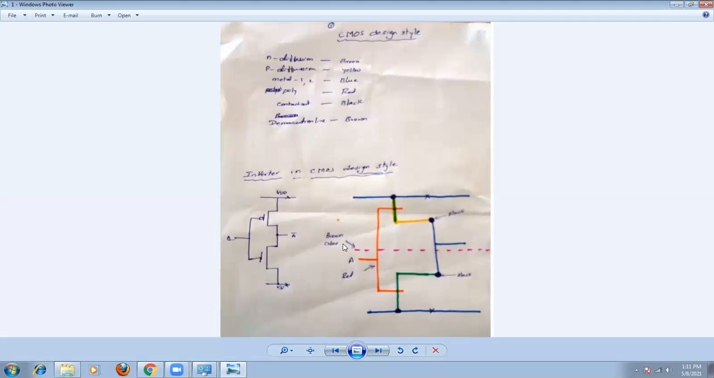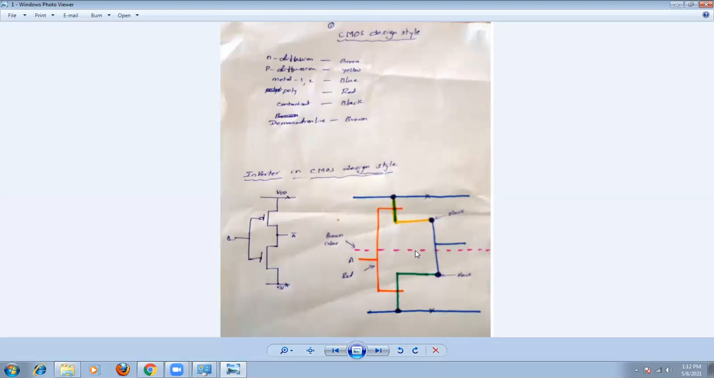What are the rules here? Demarcation rules. Above the demarcation only P channel transistors, below the demarcation only N channel transistors, and only polysilicon and metal blue color will cross the demarcation line. No diffusion path will cross the demarcation line. That means P diffusion will not cross the demarcation line, and N diffusion also will not cross it. That is the main thing you have to remember in case of stick diagrams of CMOS design style.